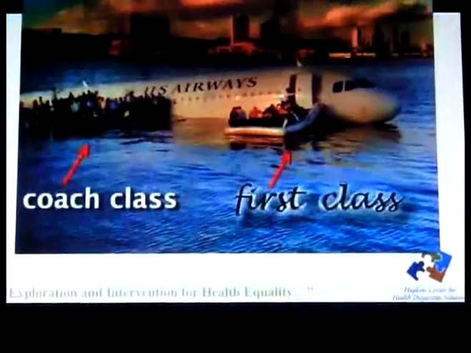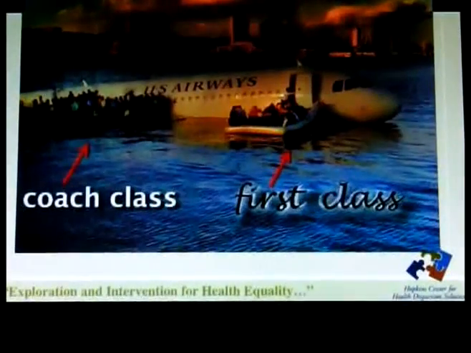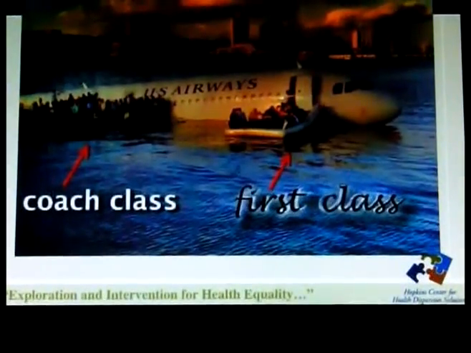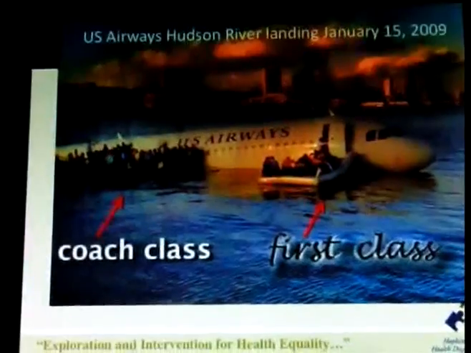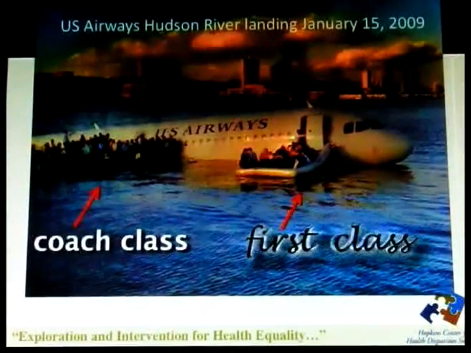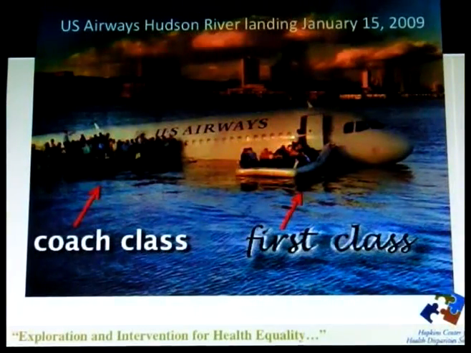That could never happen today, right? Well, I promise you I did not Photoshop this, except to write in coach class and first class. This is the U.S. airliner that landed on the Hudson in 2009. And as you can see, the first class cabin has life raft, and the coach passengers are standing on the wing.